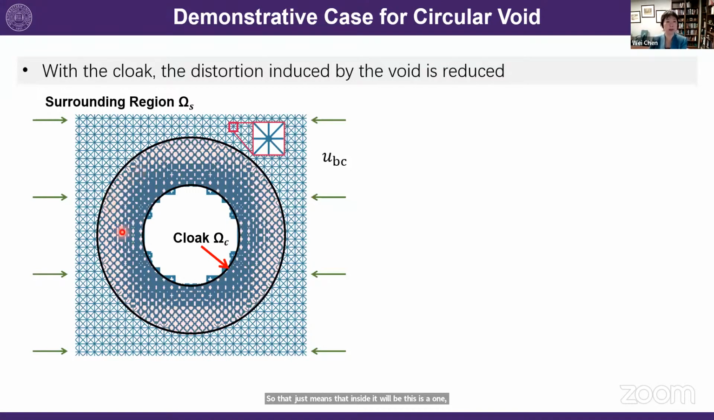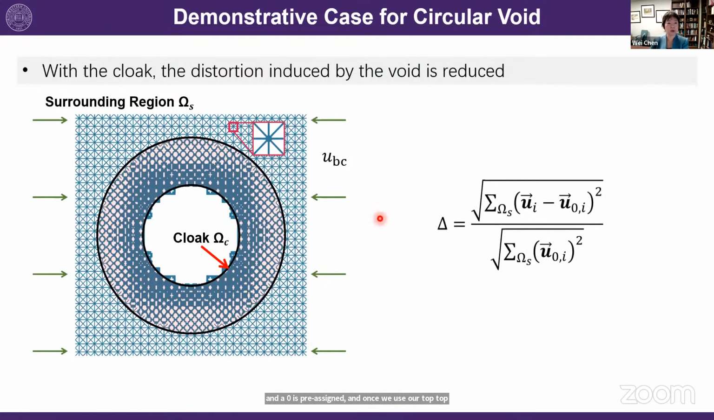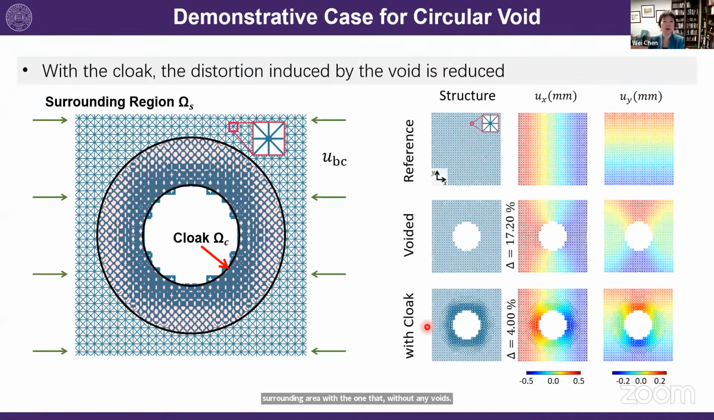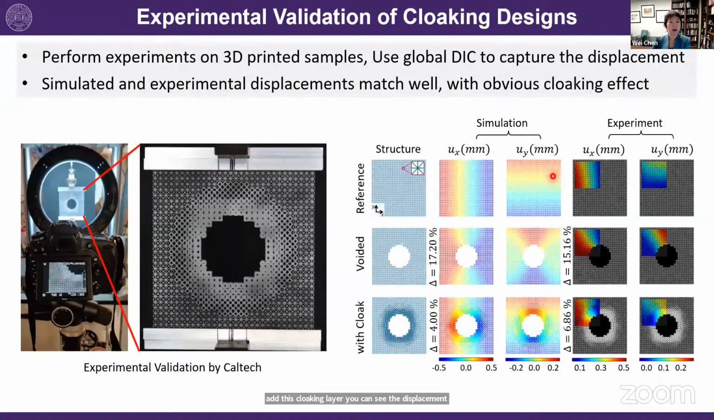And once we use our top-down method as well as assembly, you can see this is the structure, and the objective here is to minimize the difference between the displacement field in the surrounding area and the one without any voids. That's the objective, based on the original cloaking definition. If you look here, this is the reference structure's displacement field, and this is the voided structure without cloaking. You can see there's a distortion in the displacement field. After you add this cloaking layer, you can see the displacement field is now very close to the reference structure. Working with our colleagues at Caltech, we actually fabricated this structure and also performed experiments, using the global DIC method to capture the displacement field. So you can see that this is the experiment result.